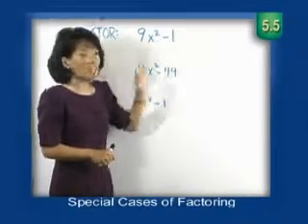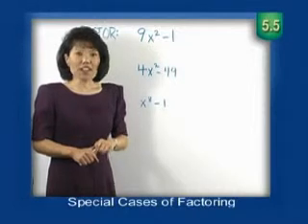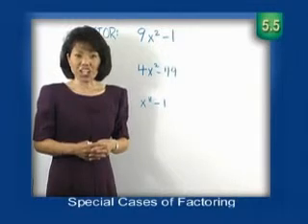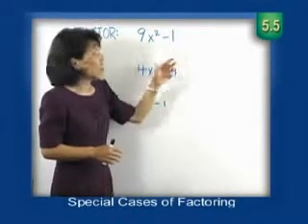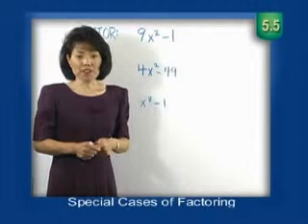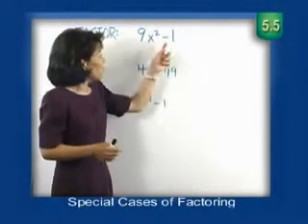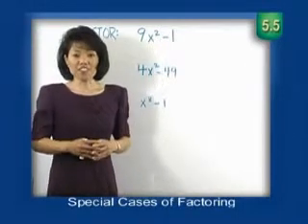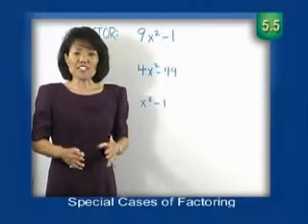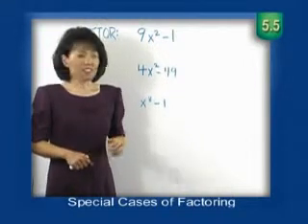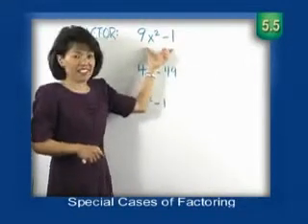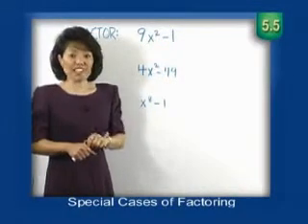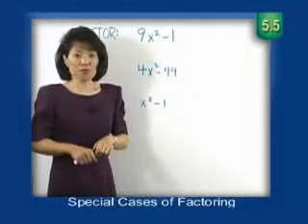In this particular case, notice that 9x squared is a perfect square. In fact, 9x squared is 3x times 3x. Similarly, 1 is also a perfect square. 1 times 1 is 1. And notice also we have a minus sign between the 2 terms. This special case of factoring is called factoring the difference of 2 perfect squares. Factoring the difference of 2 perfect squares, how do you identify it? First of all, look for the minus sign and check to make sure that both these are perfect squares.